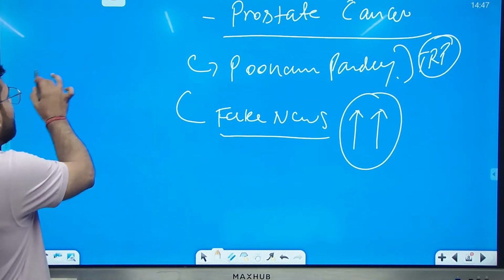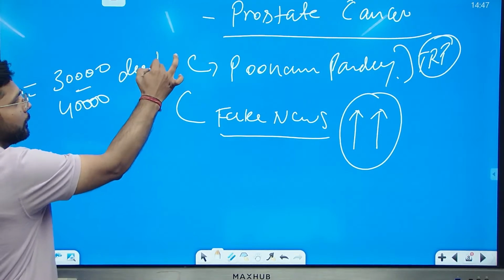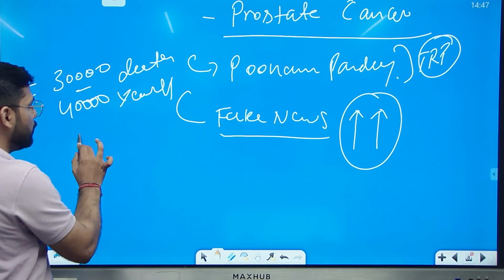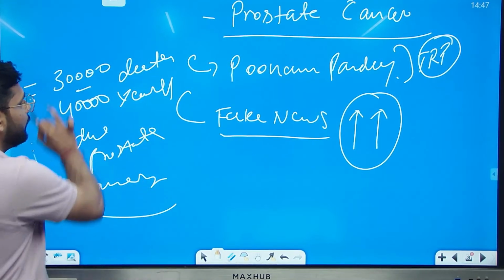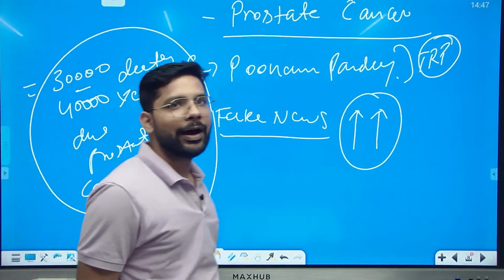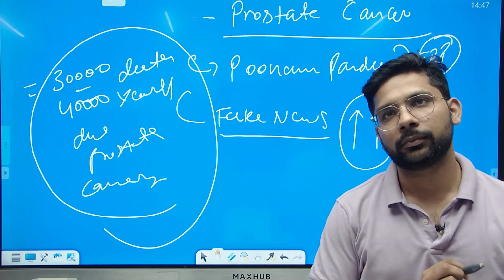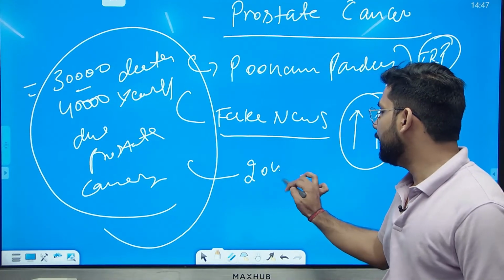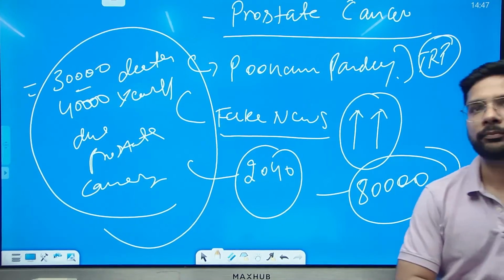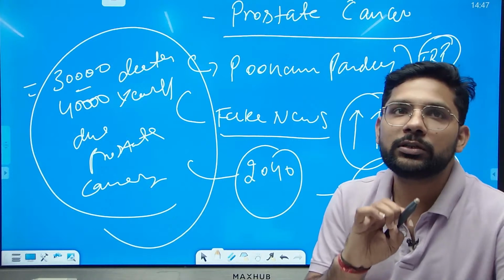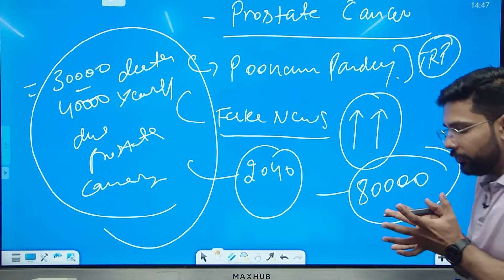But in India, more than 30,000 to 40,000 deaths yearly due to prostate cancer. प्रोस्टेट कैंसर की वजह से इंडिया में जो डेथ रेट है, 30,000 to 40,000 are dying due to prostate cancer. And in 2040, this data is going to double, near about 80,000 per year. So this is the condition of the country related to different kinds of diseases.